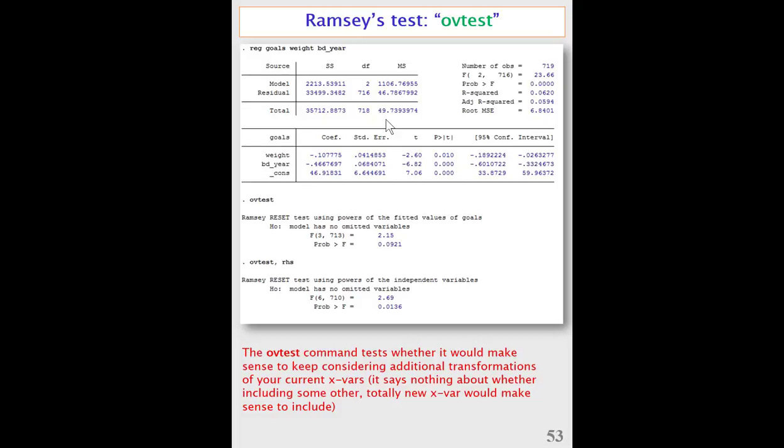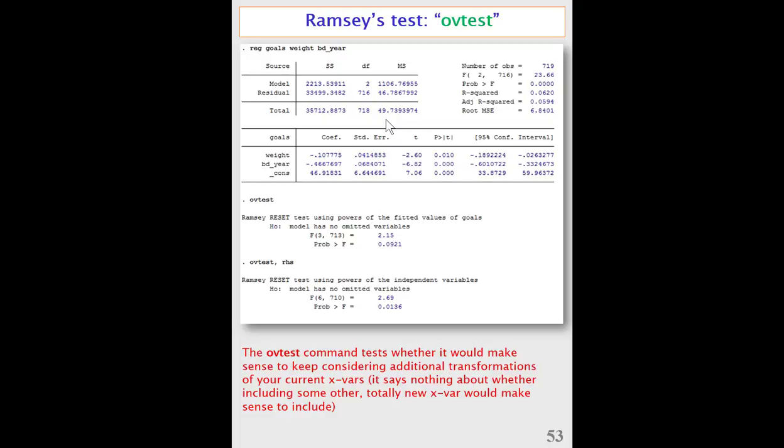First, we run a regression. This is again from the soccer data, but it doesn't matter so much. Here I didn't do anything basically. I'm regressing the number of goals that people scored based on their weight and their birth year. I didn't do any kind of transformation.